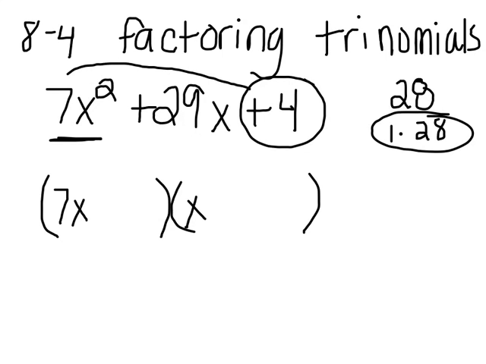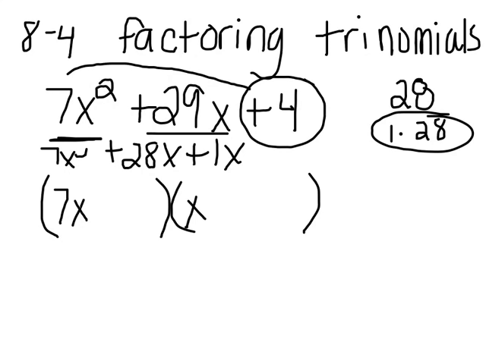Basically, these two terms were our middle terms. So if we break our 29 up into our middle terms, we'd have 28x plus 1x. And we had our 7x squared and our plus 4. What we would be able to do now that we've broken our middle term into 2 terms, now we have 4 terms, and we'd be able to do factoring by grouping.